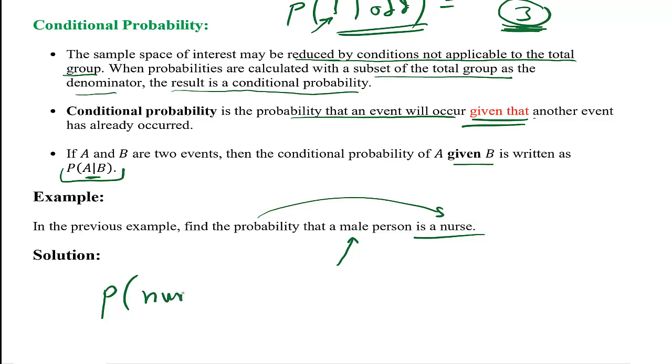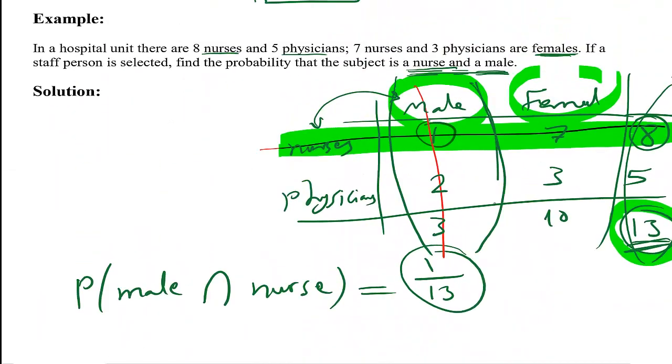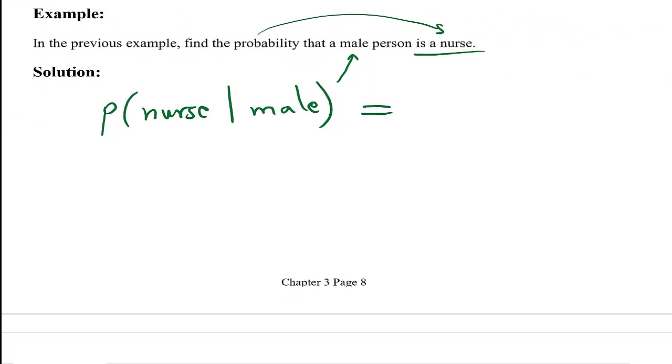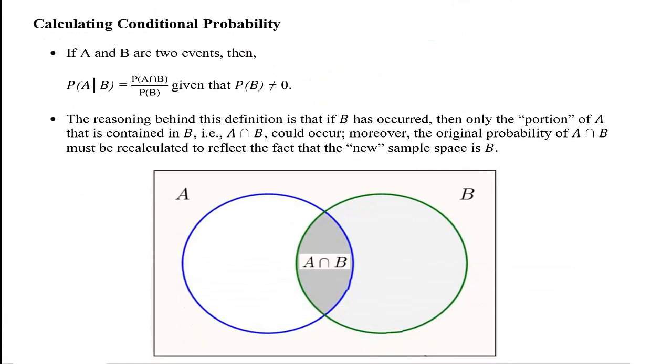Probability of a nurse given that he is male. So given that he is male, if you look at the table before, okay, we have three males. What is the probability that this male is a nurse? We have only one. So it is one out of three. So the answer is 1 over 3.